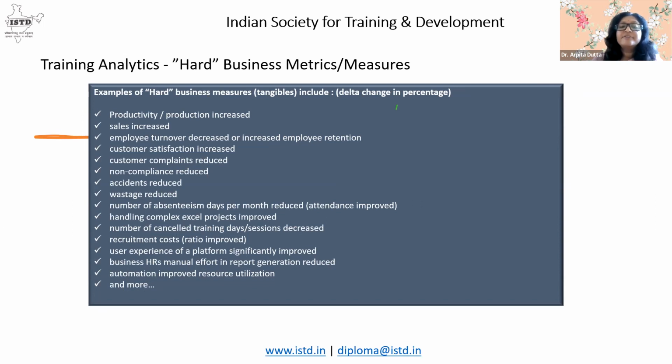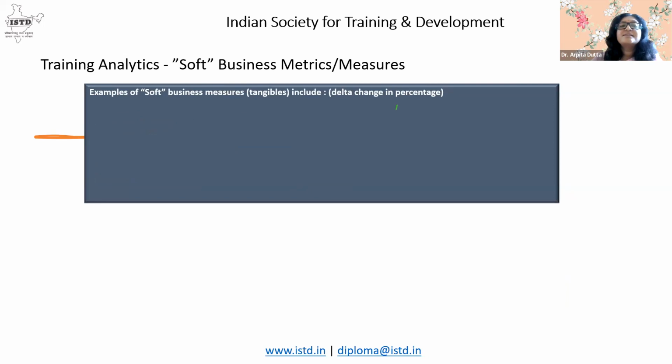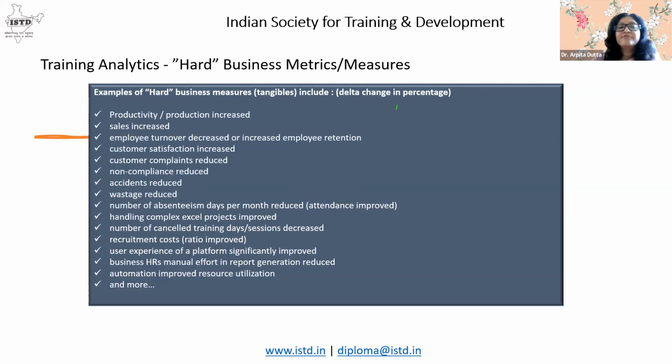Business HR's manual effort in report generation reduced. So if you have this emphasis as an example, even the report generation becomes so easy because the data was fed in properly, and you can just, at the click of a button, generate reports. Automation improved, resource utilization, and so on and so forth. Okay, so these are some examples of the 4th level business measures.